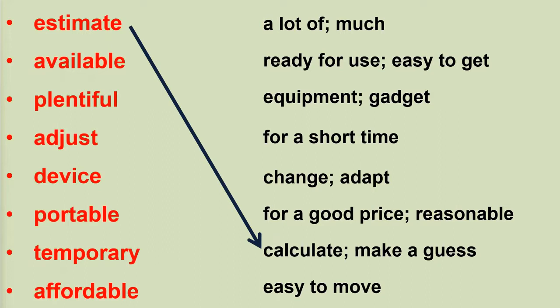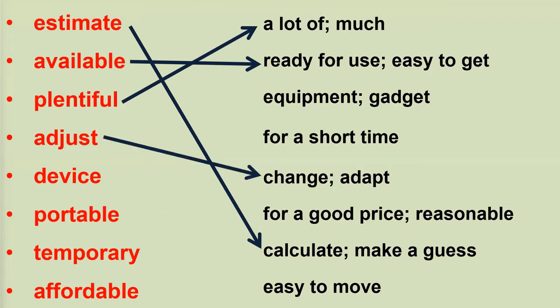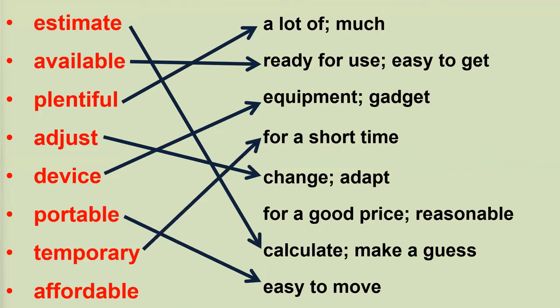Okay, available, that actually is right across the line. So there you go. Ready to use, easy to get. Plentiful, you have enough of it. You have a lot of it, actually. Adjust, to change, to adapt. All right, so device, we all have one, our cell phones, right? Those are equipment or gadgets. And our cell phones, they are portable, easy to move. All right, then we have the word temporary, for a short time, and affordable. This is a word that came up in the past. That is a good price, reasonable.